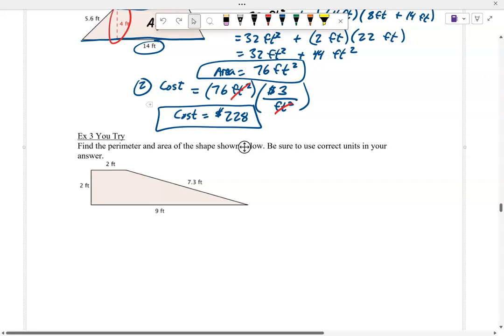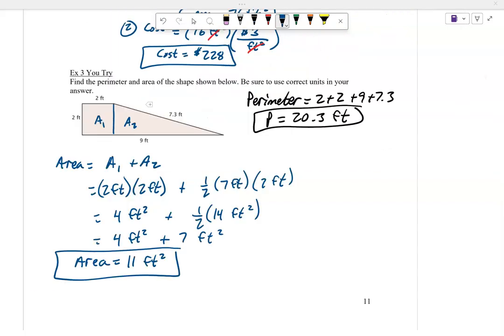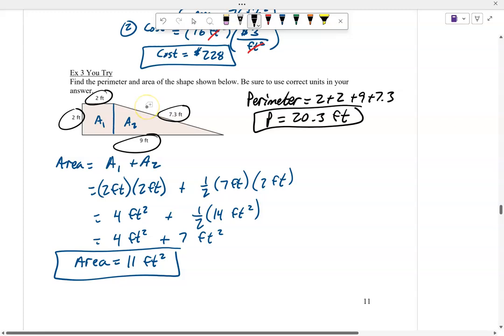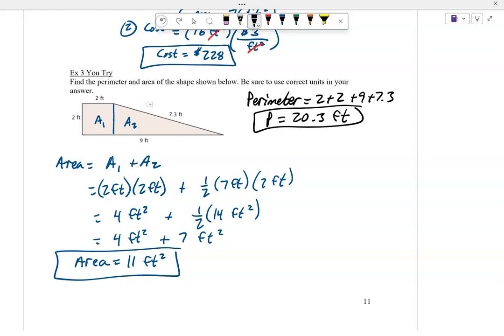Go ahead and you try this next one. Here's your little check on that you try problem. You're just adding up all the sides for that perimeter. All right, so you got 2 plus the 9 plus the 7.3 plus the 2. There's your 20.3.